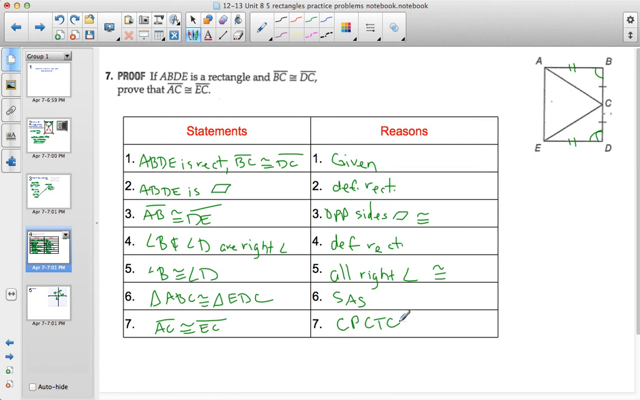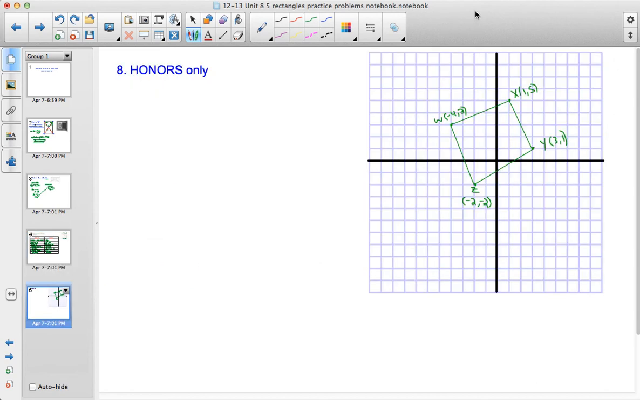All right, here we go with number 8. You're given 4 points, W, X, Y, and Z. And you can see I've already plotted them on the graph. W is at -4, 3, X at 1, 5, Y at 3, 1, and Z at -2, -2. And you're asked to prove or determine whether the quadrilateral is actually a rectangle.